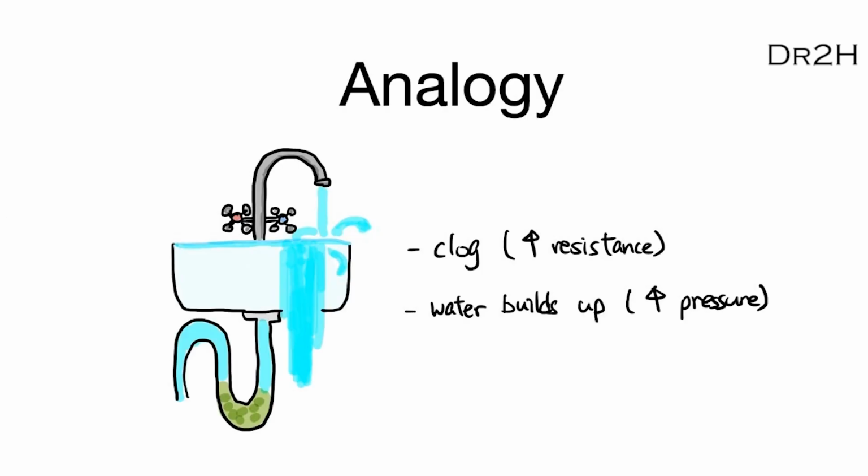When you have a clogged sink, there is a lot of resistance in the downflow. So water backs up and fills up in the tank. And the more water you have, the more pressure there will be in the tank. This is the same idea as the portal system.